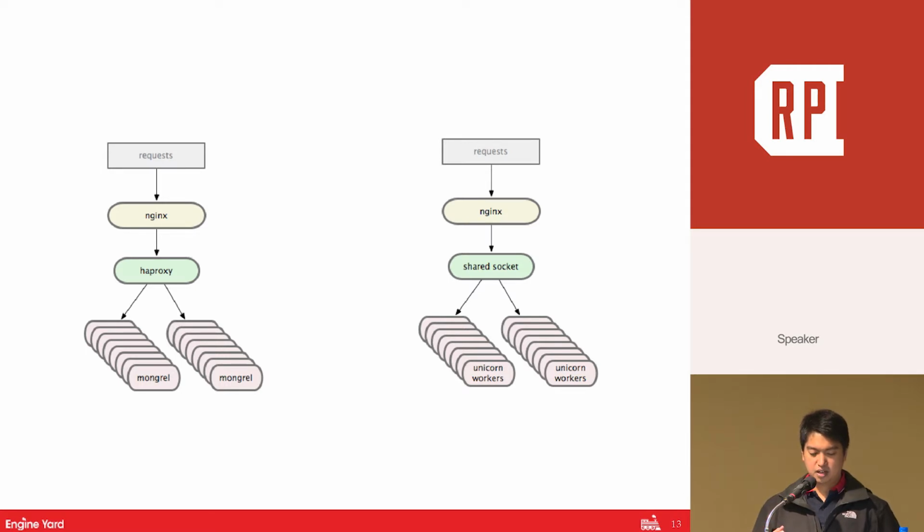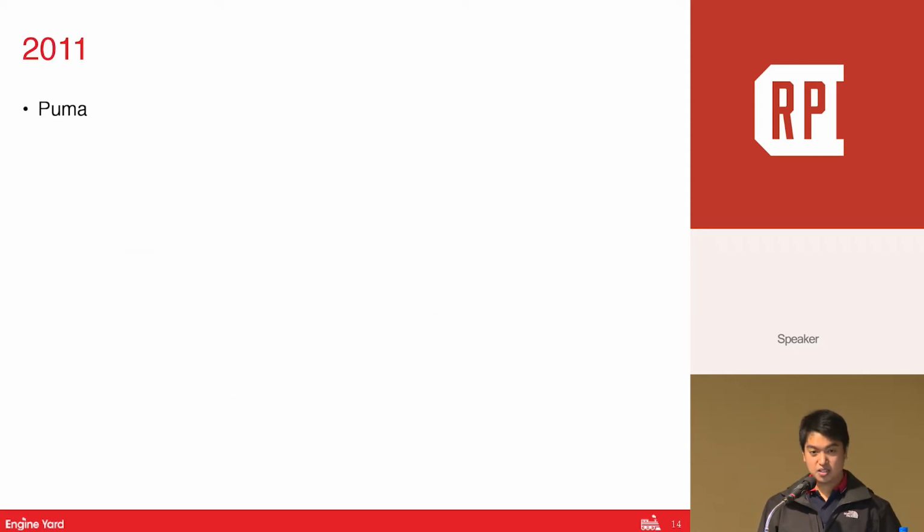Like people wanted to try it, but Passenger is also a viable option then. So in 2011, Puma was released, although 1.0 was released in 2012. So what's different from Puma?